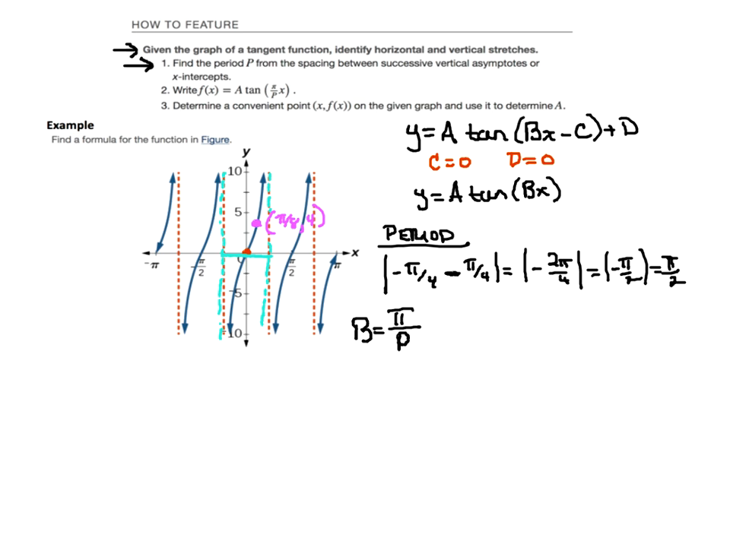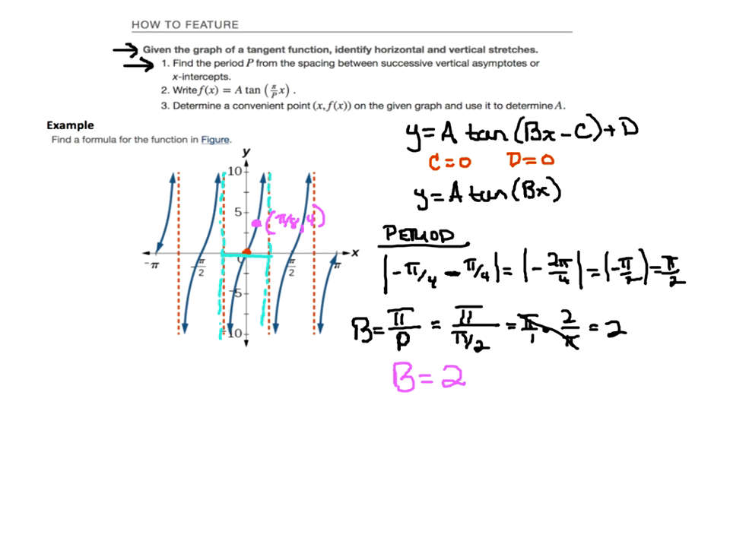So we just rearranged that information about the period to get that B equals pi over P. And I know my period now, it's pi over 2, so I can plug that in and solve for B. So this is the same thing as pi divided by pi over 2, which is the same thing as pi over 1 times the reciprocal 2 over pi, which is, my pi's divide out, that's just 2. So now I have a B value of 2.